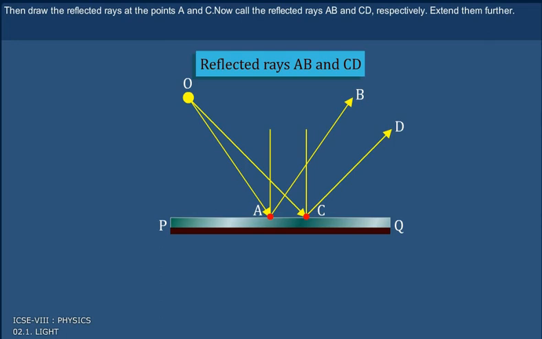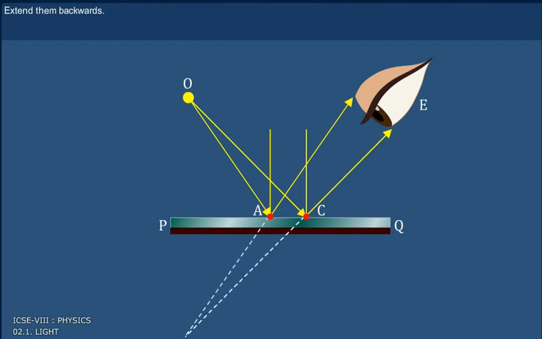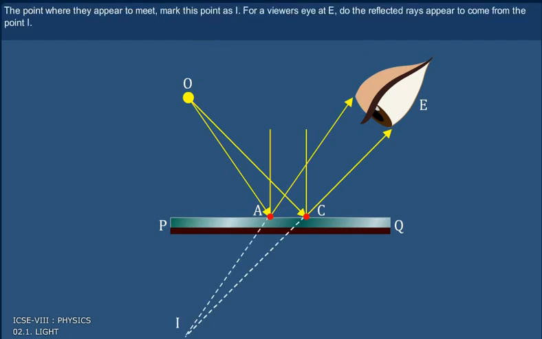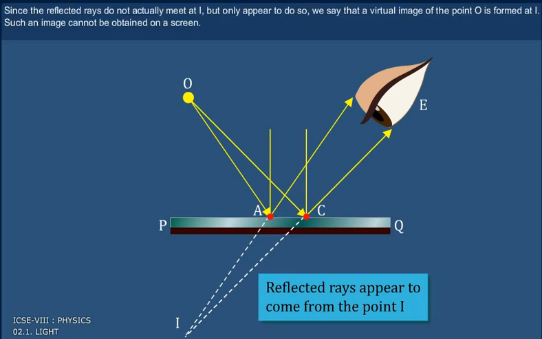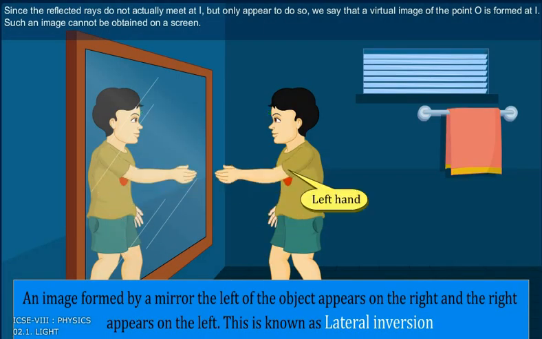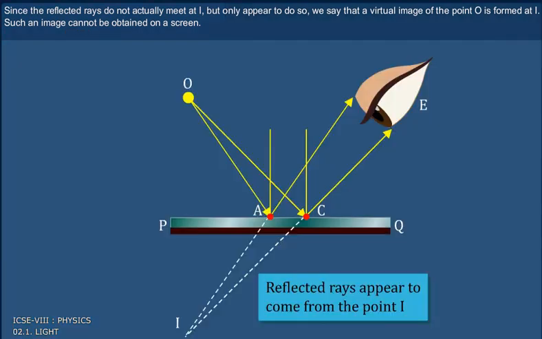Extend them further. Extend them backwards. The point where they appear to meet, mark this point as I. For a viewer's eye at E, do the reflected rays appear to come from the point I? Since the reflected rays do not actually meet at I, but only appear to do so, we say that a virtual image of the point O is formed at I. Such an image cannot be obtained on a screen.